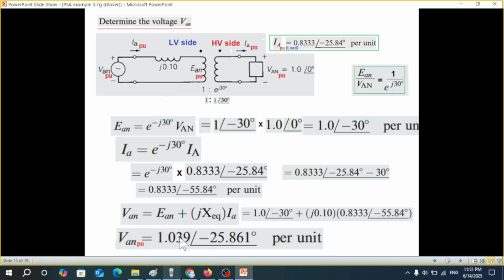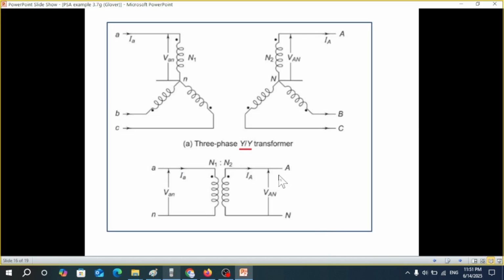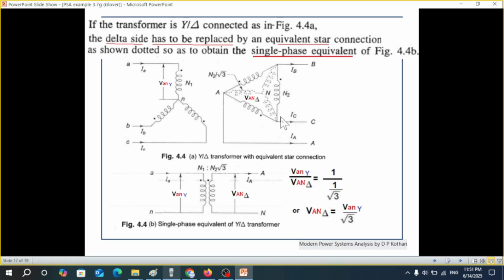And again, solving by using a calculator in the complex mode, this is the answer in PU. Now, what is the actual value? For that, we have to find the base. Now, there is a trick. If it was YY, then there is a direct relation between the two sides. But if it is Y-delta, then we are taking the converted Y from the delta.